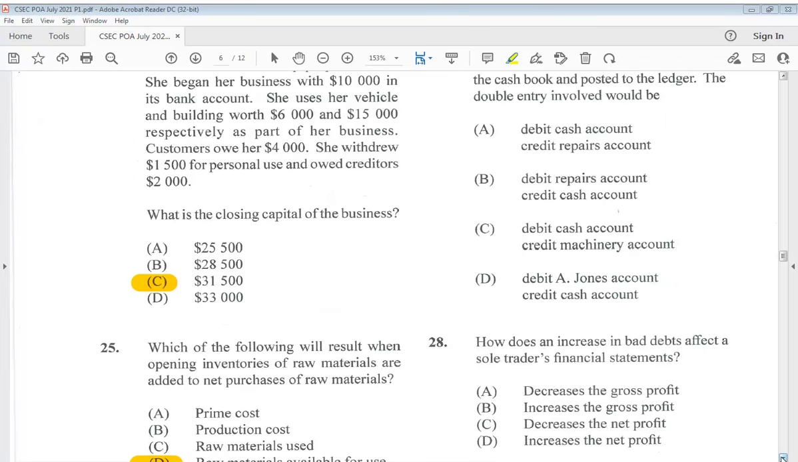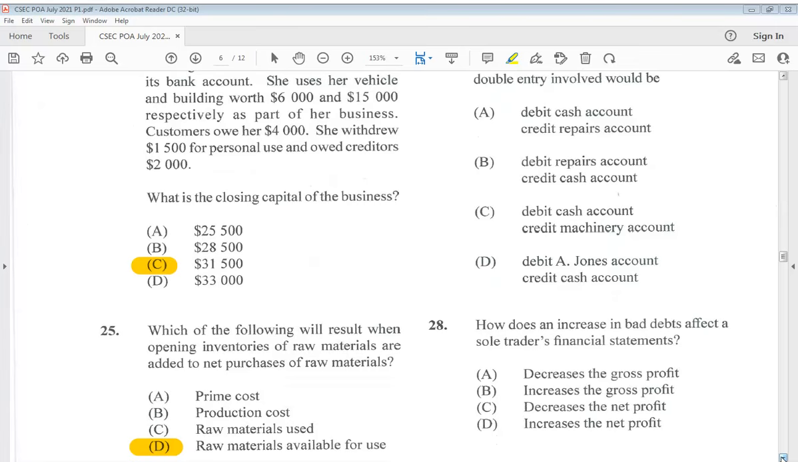28 says, how does an increase in bad debts affect a sole trader's financial statements? We know that it decreases the net profit, so C would be the answer.